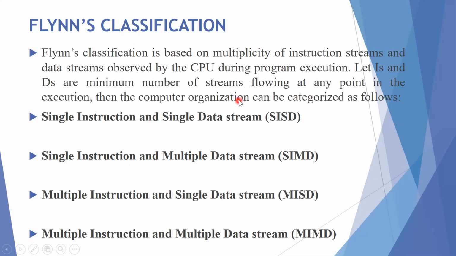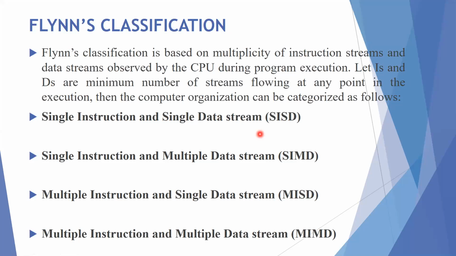This is based upon the multiplicity of instruction and data streams which are observed by the CPU during program execution. So if we denote I as the instruction stream and D as the data stream, the computer organizations can basically be of four main types. We can have single instruction, single data stream.